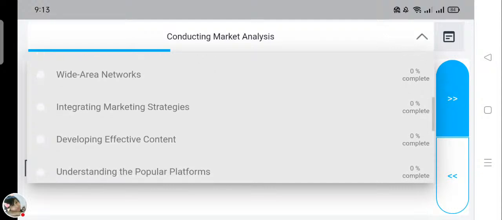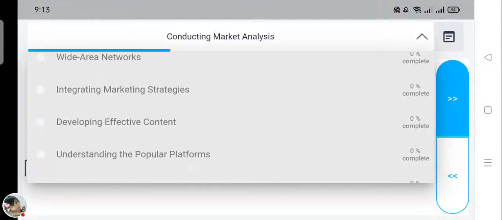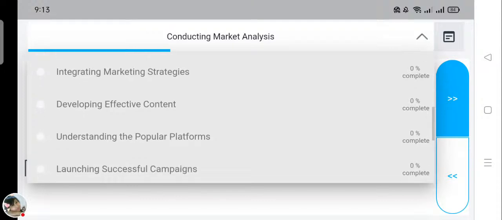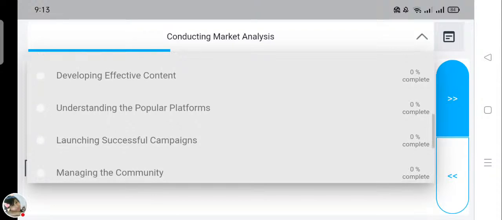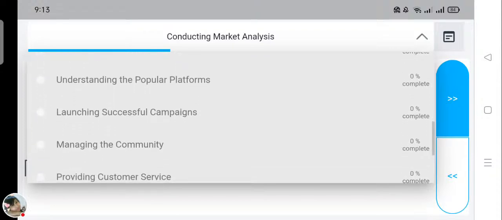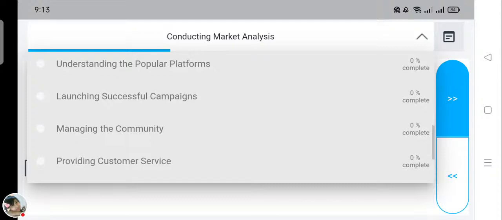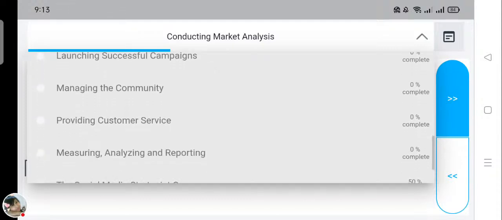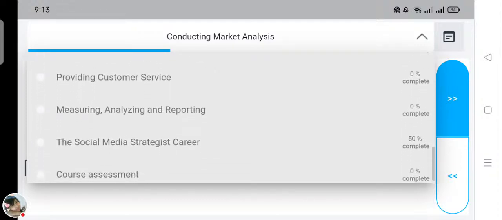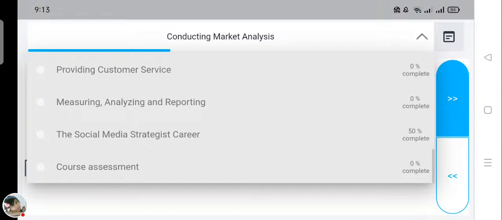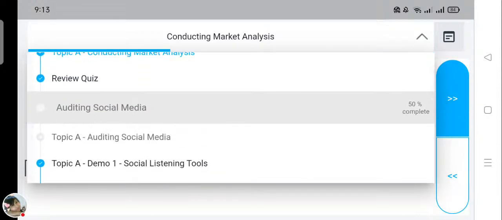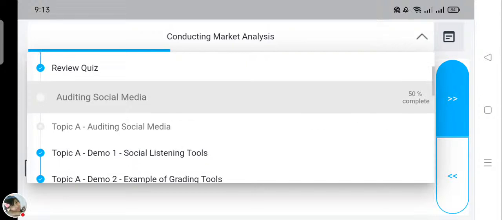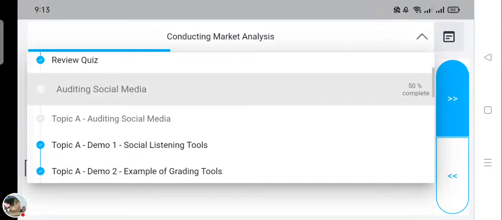So, yun, may target ka na platform. Integrating marketing strategies, developing effective content, understanding the popular platforms, launching successful campaigns, managing the community, providing customer service, measuring, analyzing, and reporting the social media, course assessment. Ayun, meron siyang final exam. So, dito na tayo sa auditing. Tapos na tayo dyan sa quiz natin.